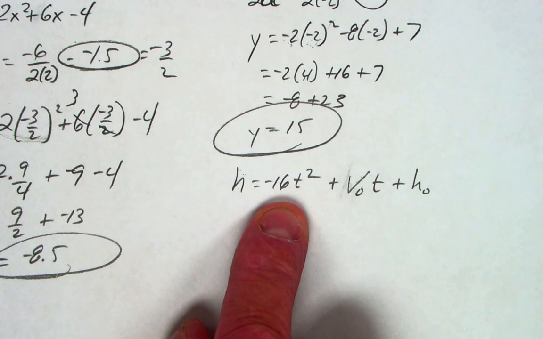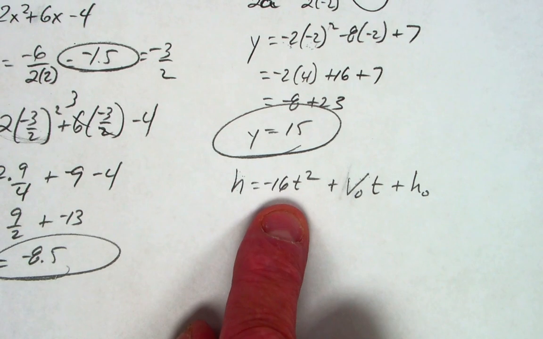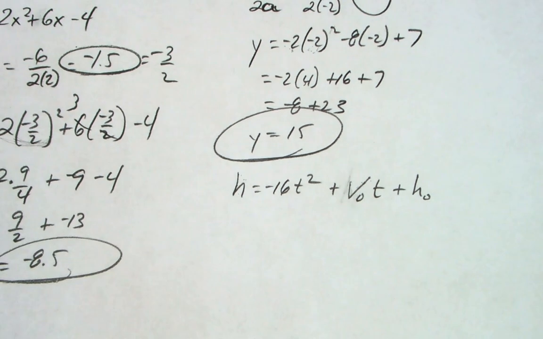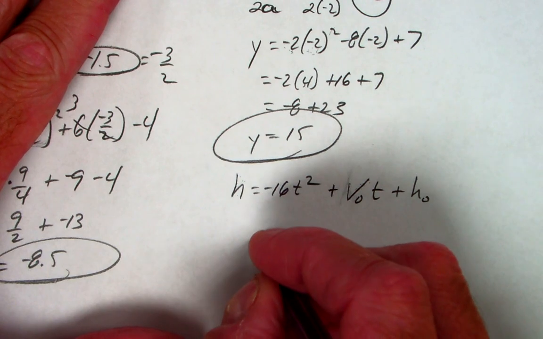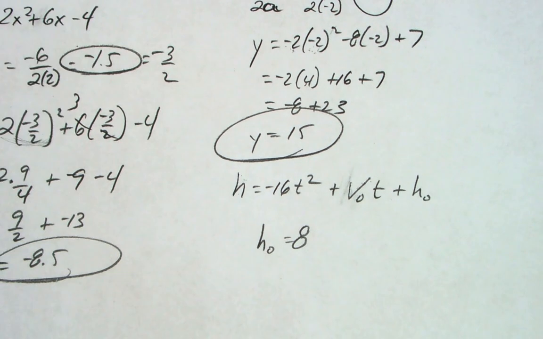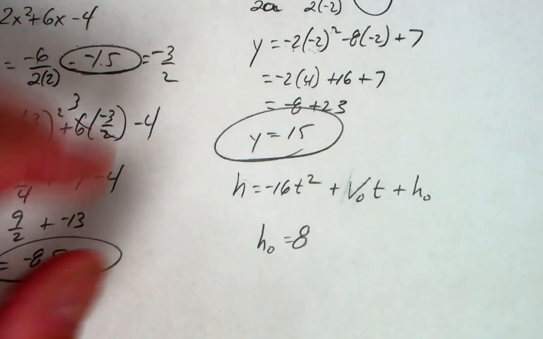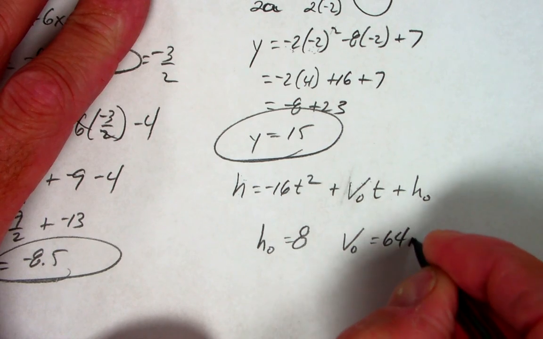Gravity. Perfect. This negative 16t squared is gravity. As time goes on, it pulls objects down further and further. So in this situation, I'm going to say that I'm taking a ball and I'm going to throw it from 8 feet up. When it leaves my hand, it's about 8 feet high. And I'm going to say that my initial velocity is 64 feet per second.